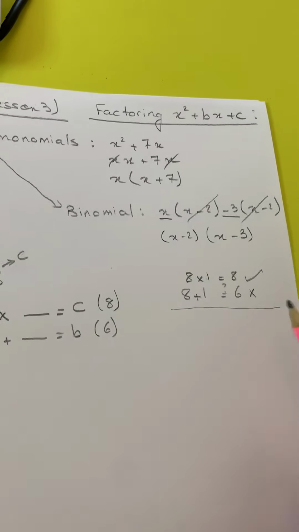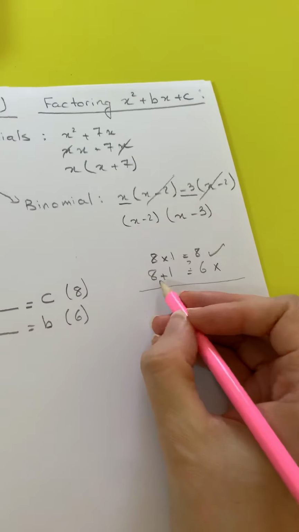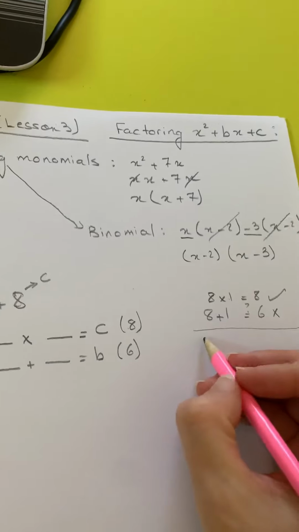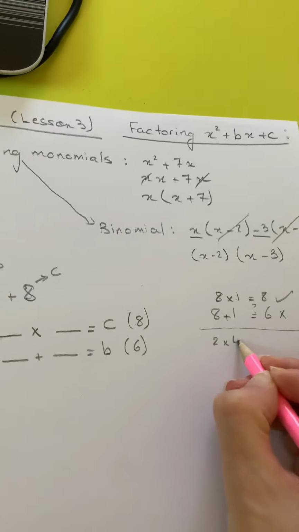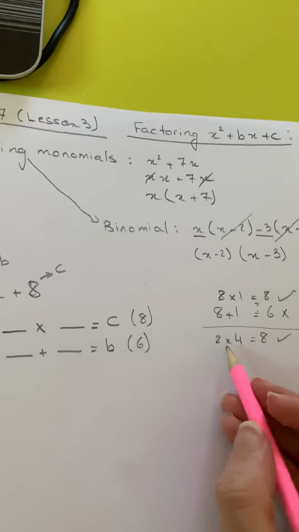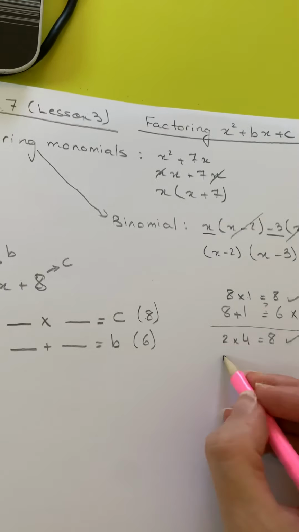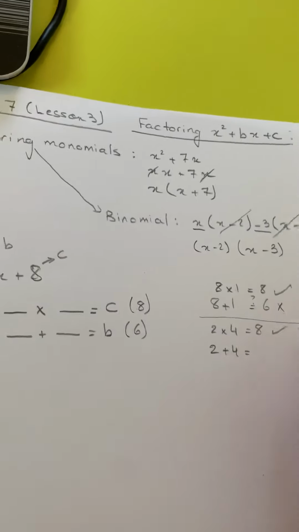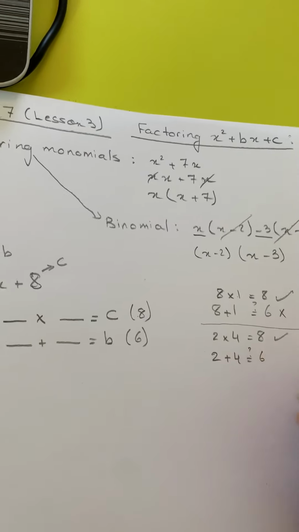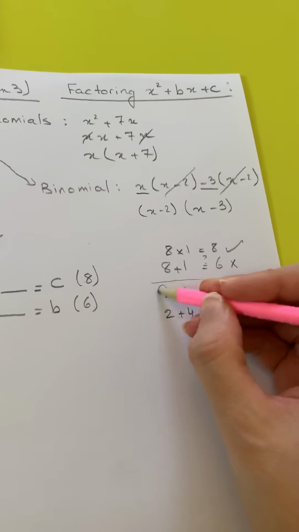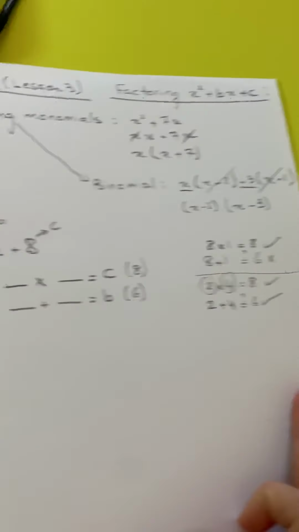Let's try other numbers. What times what is 8? I have 2 times 4. 2 times 4 is 8, which is correct. Now you have to add them. 2 plus 4. Is it B? Is it 6? Yes, it is. So the numbers that I'm looking for are 2 and 4.